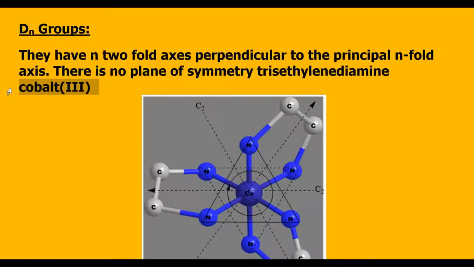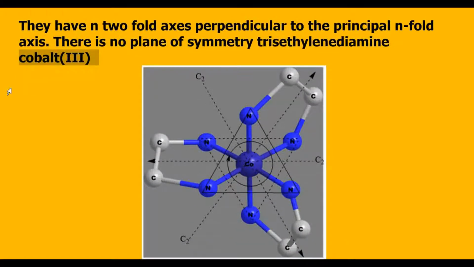So Dn point groups are very rare. You will hardly see molecules or true molecules having Dn point group. Even for giving an example, I could not find a molecule simpler than this.